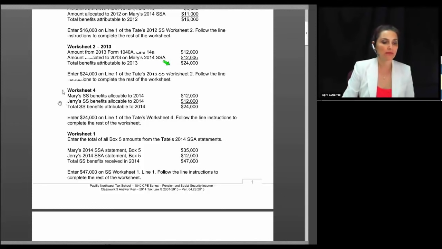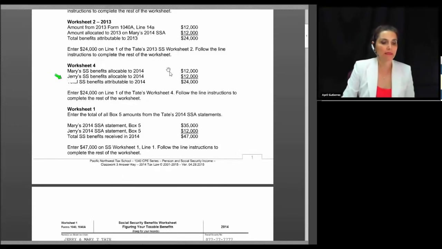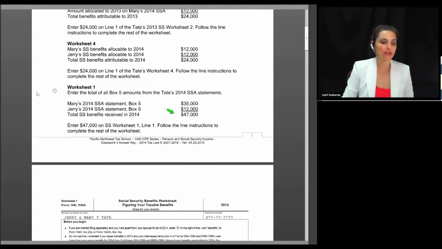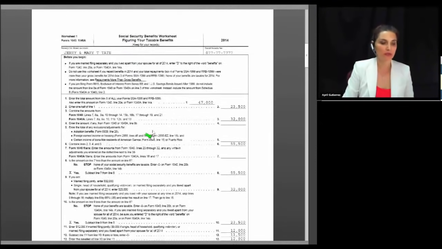Then on worksheet number 4, we're going to add up the amount of Social Security benefits that are allocable to 2014 for each of them, and each of them received $12,000 in 2014 for 2014. When you do that, you get $24,000. The next step is to go back and fill out worksheet 1, and on worksheet 1, we're going to show all of the benefits that Mary received in 2014 and add to that all of the benefits that Jerry received in 2014. When we do that, we get $47,000. So now we've figured those starting points, it's time to fill out the worksheets.